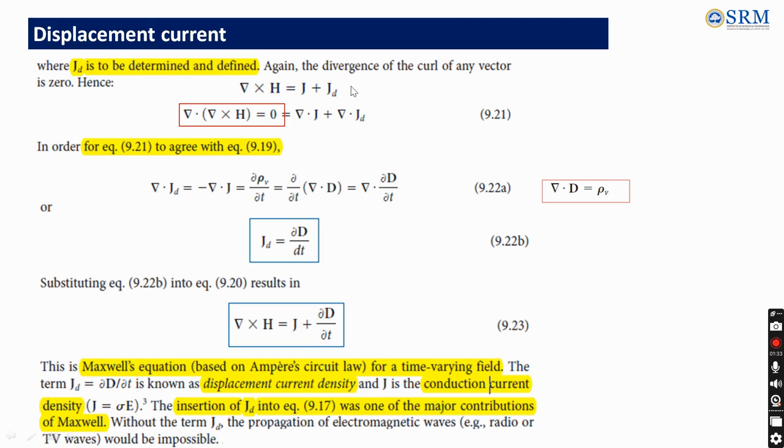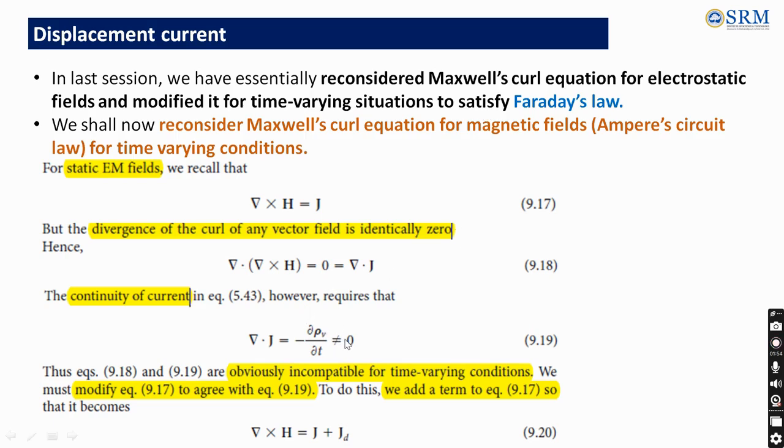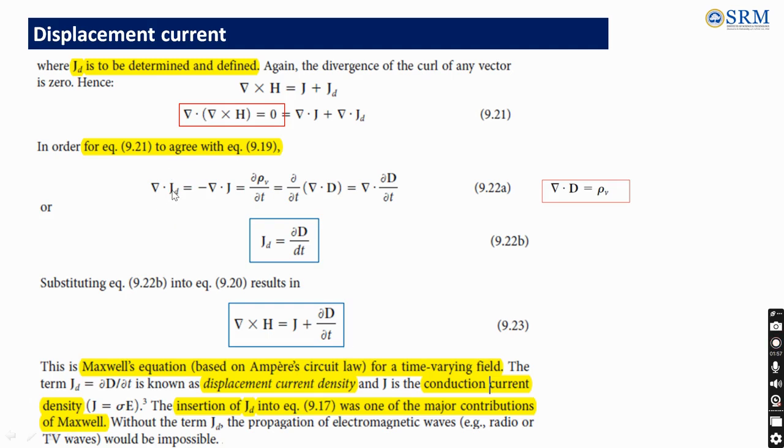After adding that JD term, we again apply the identity that the divergence of the curl of a vector is 0. So on the right hand side also we apply the divergence. For this equation, 9.21, to agree with it, what should happen? Del dot JD should be equal to what? If I take this term, it is minus del dot J. We already know del dot J equals minus dou rho V by dou T, but already one negative sign is here, so it is positive.